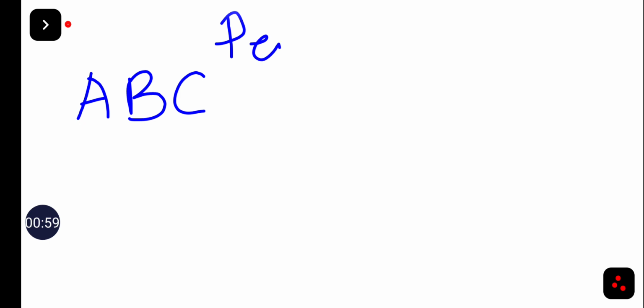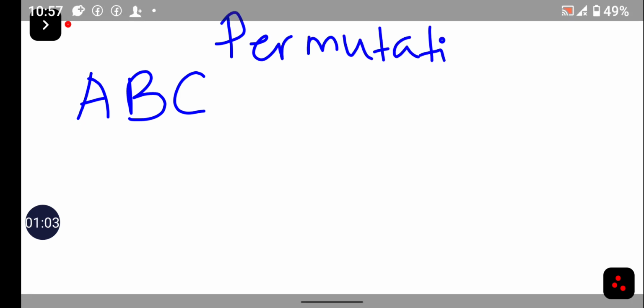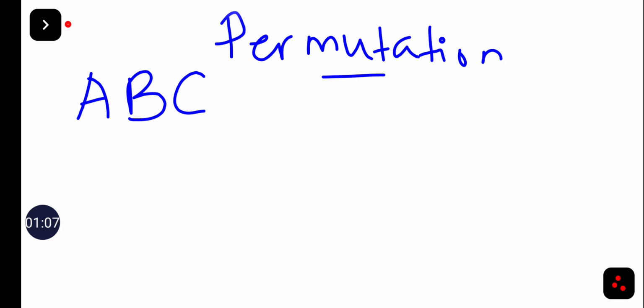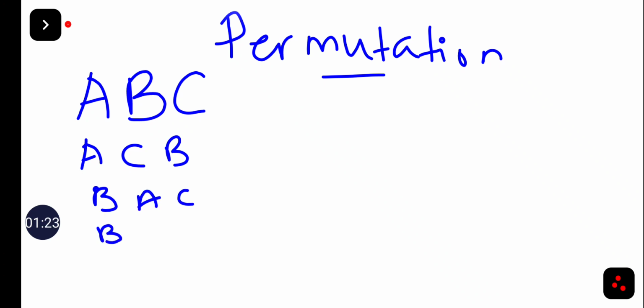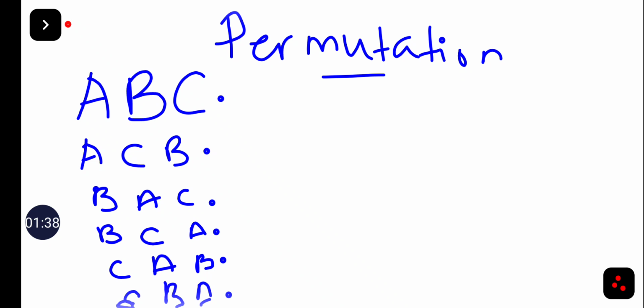For example, if you are asked the number of ways to arrange the books A, B, C, the number of permutations of the books A, B, C will be the number of ways. So we have book A first, followed by book B, book C. You can have A, C, B. You can have B, A, C. You can have B, C, A. You can have C, A, B, and C, B, A. So you have 1, 2, 3, 4, 5, 6. So you can do these permutations or these arrangements in 6 ways.